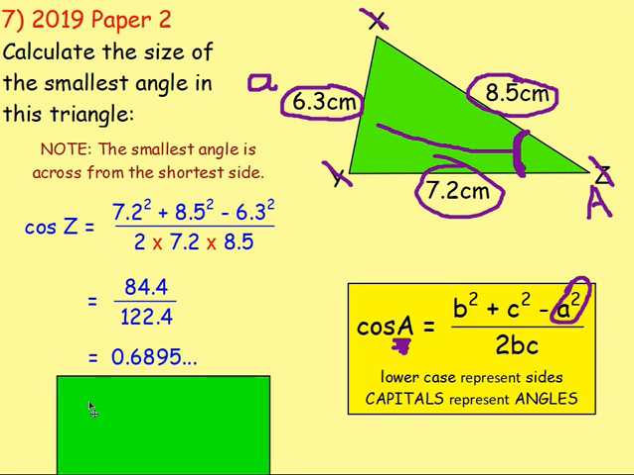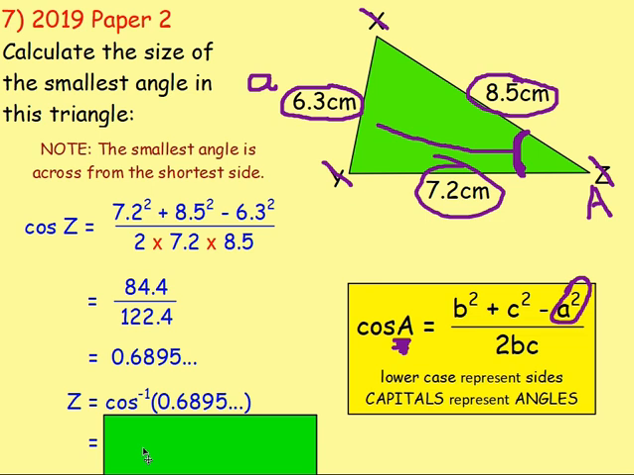But that's what cos Z is going to be. That's the cos of this angle. We don't want cos Z, we want Z. So how do you get Z just on its own? Get rid of cos. And how do you get rid of cos? Cos to the minus 1. Good, so cos to the minus 1 of the 0.6895 and so on.